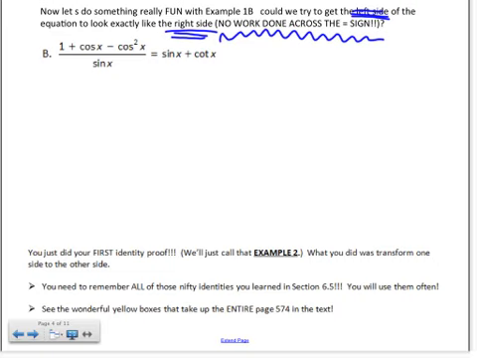So when you're looking at a proof, and that's what this is, and you look at an identity and ask which side do I work with, you want to start with the side that looks more complicated because it has more stuff you can do to it. All right?